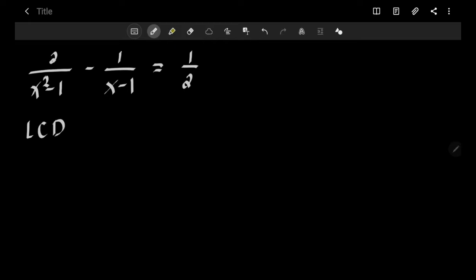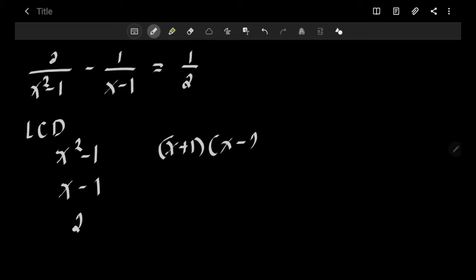Okay. So first, you have to list all your denominators. Your first denominator is x squared minus 1. Your second denominator is x minus 1. And your third denominator is 2. So you have to list all your denominators and then factor if possible. So x squared minus 1 is factorable, and its factors are x plus 1 and x minus 1.